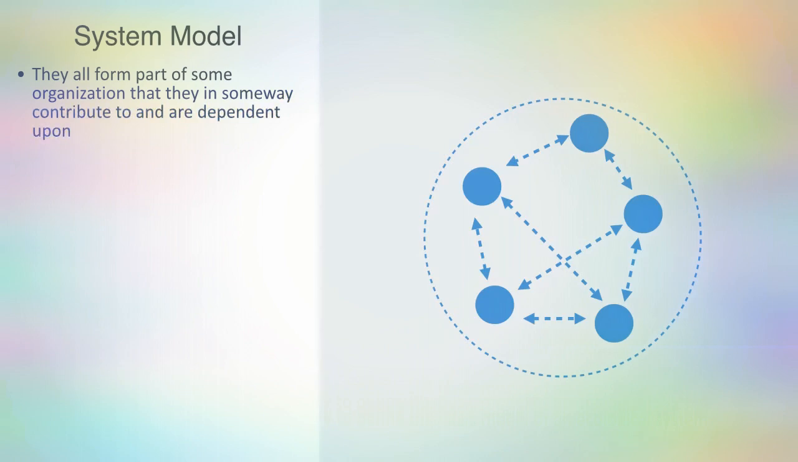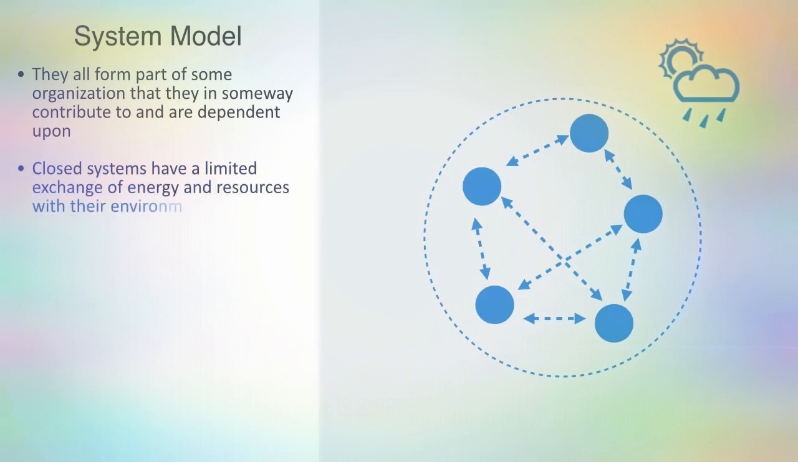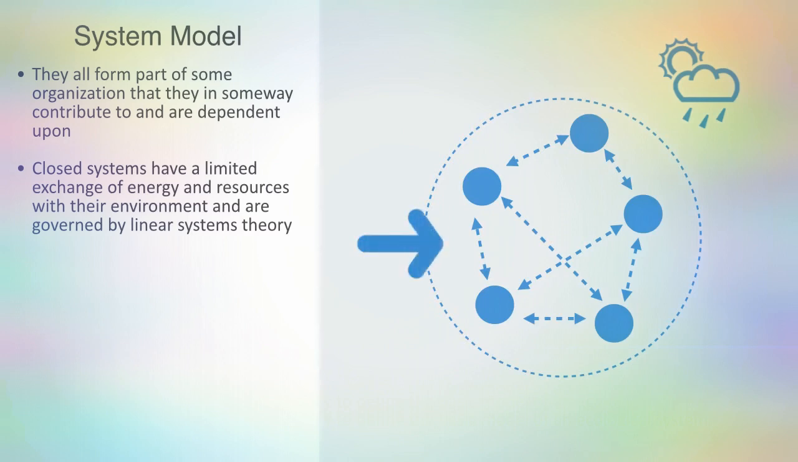Systems operate within some environment and have a boundary that defines the internal set of interdependent elements as distinct and in some way autonomous from their environment. Systems can be open or closed. Closed systems have a limited exchange of energy and resources with their environment. Open systems, in contrast, have a high exchange of energy and resources with their environment.